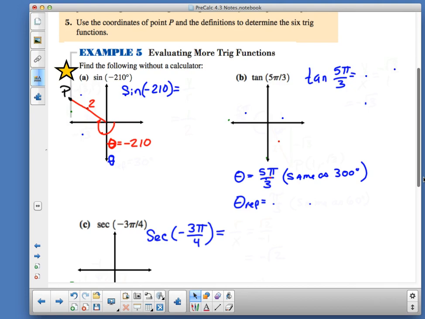let's put that in my calculator really quick. Find the following without a calculator. We won't. I'm just kidding.